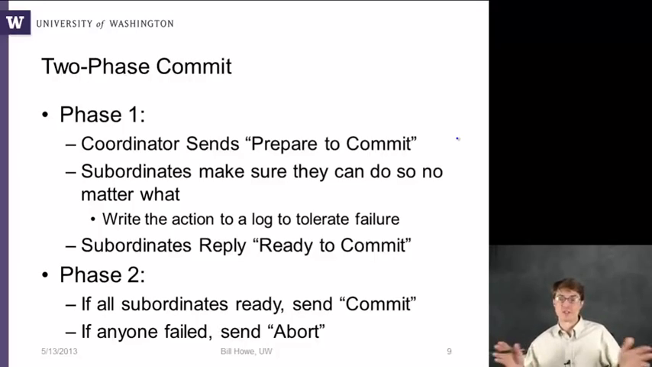And then in phase 2, if all the subordinates say they're ready, then you'll go ahead and send the commit message. And if rather instead anyone failed, then you send back an abort message and the individuals can clean up. Okay. So this is fine.